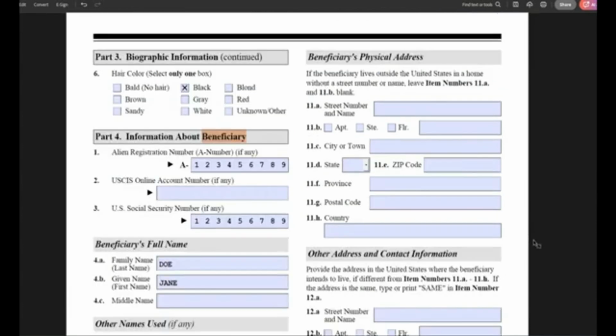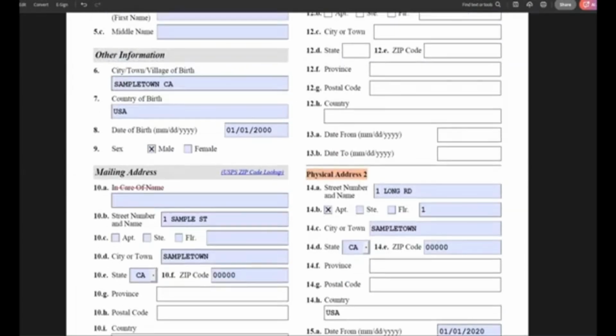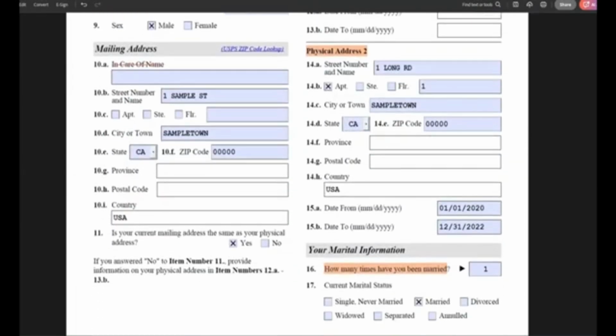Moving on, provide the beneficiary's physical address. Let's say, for example, that our beneficiary is actually currently in the United States and she will be adjusting status. In that case, the beneficiary's physical address will very likely be the same as the petitioner's current address.